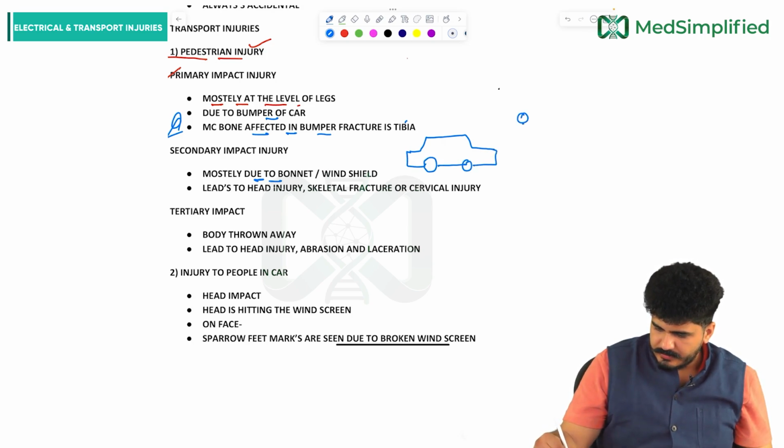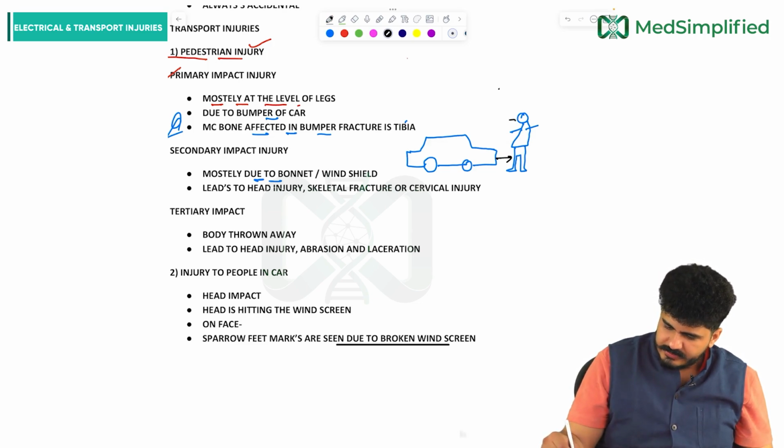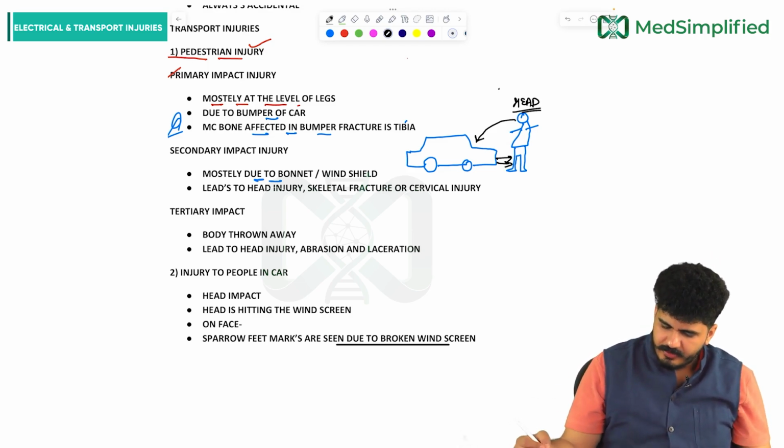And the person is like this. Now the car hit the person. There is a hit onto the legs. After the hit onto the legs, the person's head will fall here. If the car pressure is like this, the head will fall here, my dear friends.